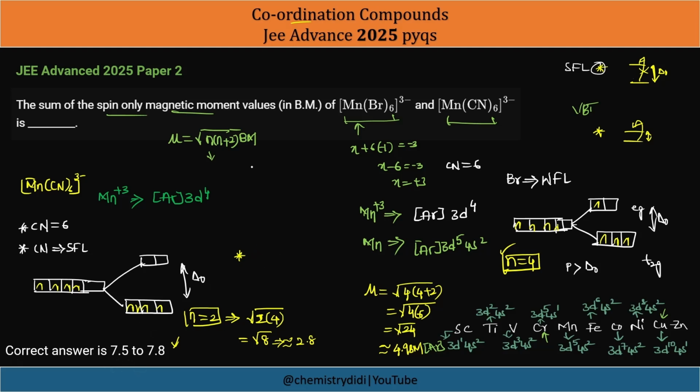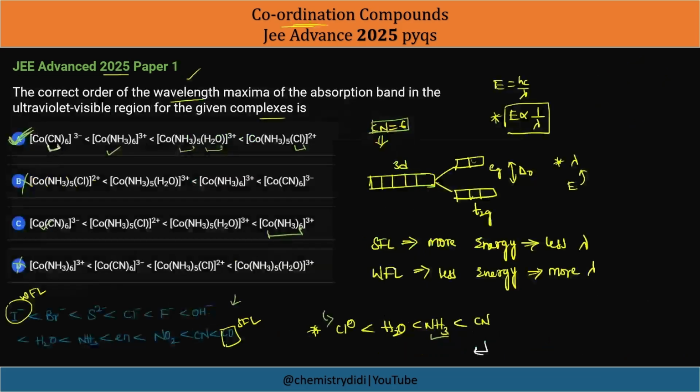Okay, so we need to sum. They have asked about the sum only. So 4.9 plus 2.8, or let's take 2.9 also. Let's see, 9 nines are 18, 4 5 6 7. See, we have got 7.8. Or if you take 2.9, you will get nearly 7.7. That is also accepted. So I hope you have understood these two questions.